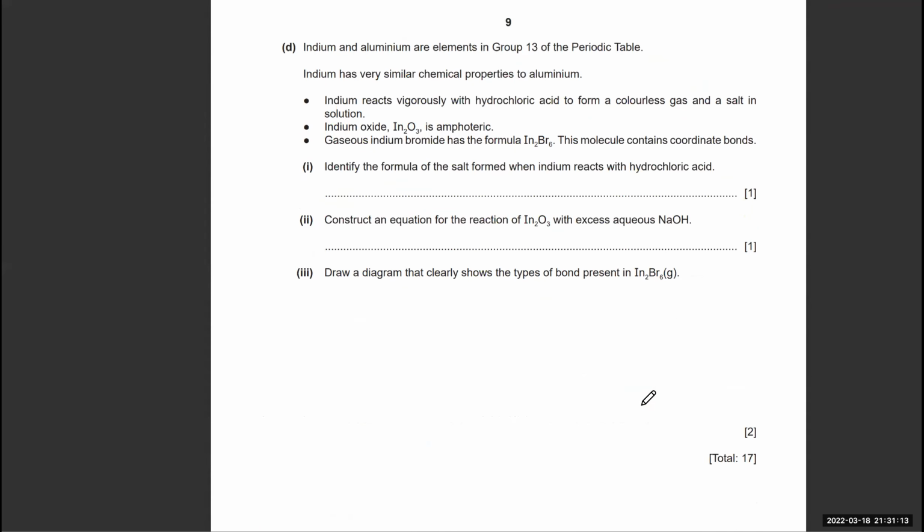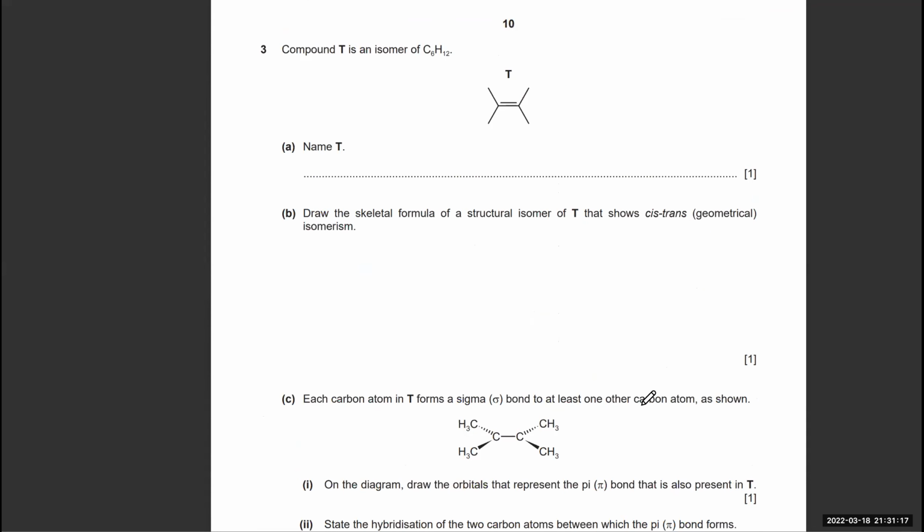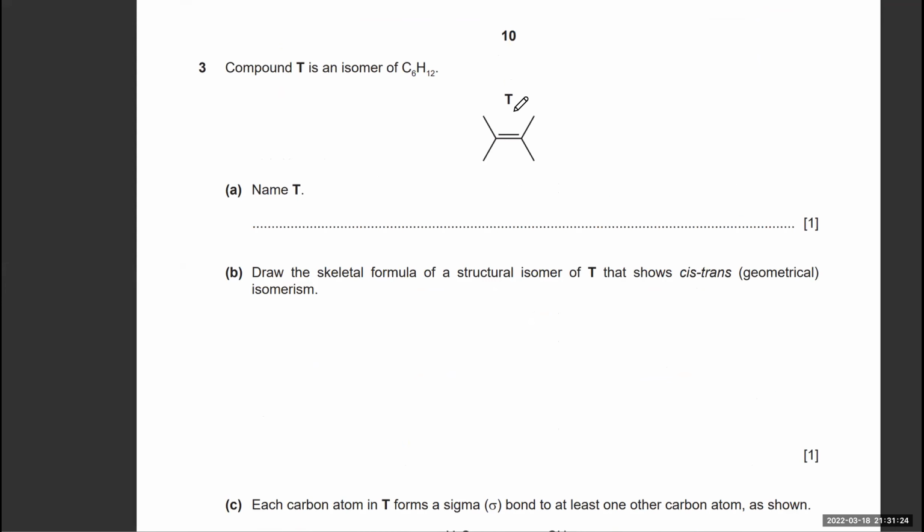And then you have this organic question. It's compound T. It's an alkene. You have to name this. How would you name this? What's the longest chain? 1, 2, 3, and 4. So that's 4, that's but-. This is the first carbon atom, 2, 3, and 4. The double bond is on the second one, so it's butene. And then there are carbon branches, one carbon branch and another one carbon branch on the second and third. One carbon branch is methyl. So there's a methyl branch on the second one and on the third one. So it's 2,3-dimethylbutene.